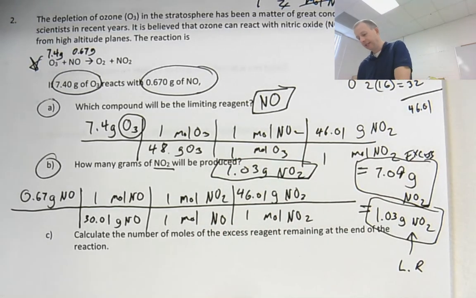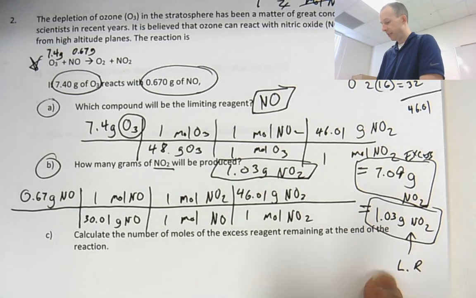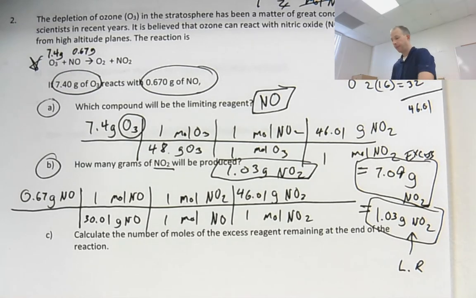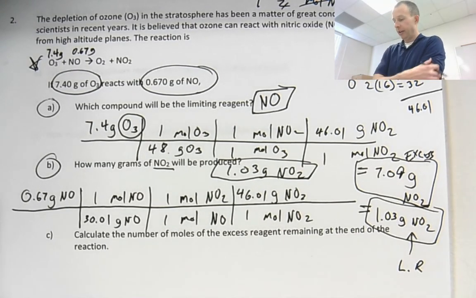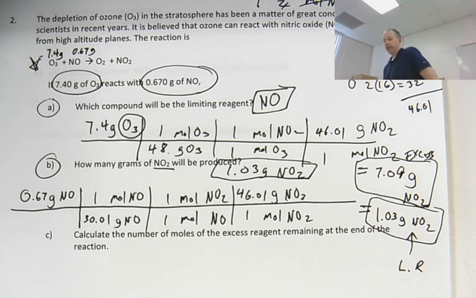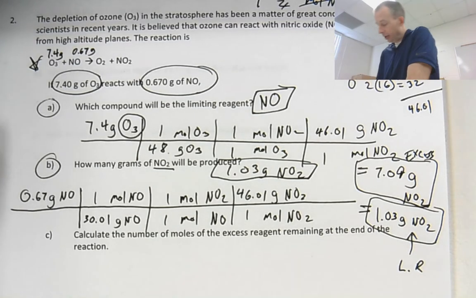And last but not least, last thing we'll do here. Calculate the number of moles of the excess reagent remaining at the end of the reaction. So let's just do this then. So here's what you'll do. This is actually a very specific question.